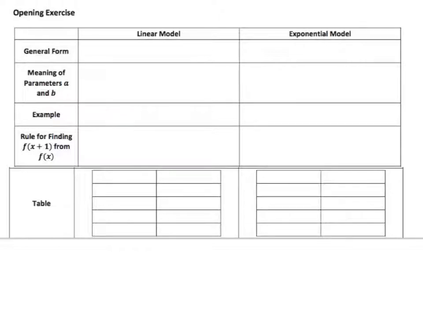Cool? So first of all, our linear model general form. The next slide is going to have everything in a nice typewritten form, so I will try to fit everything in here in handwriting. That is my linear model. f of x equals ax plus b, where a would be considered your constant rate of change or your slope, and b would be considered your y-intercept.